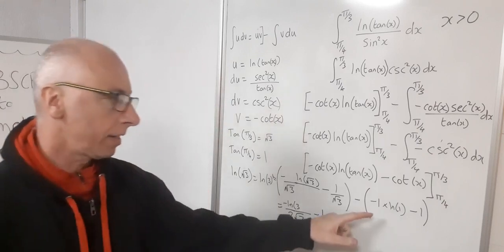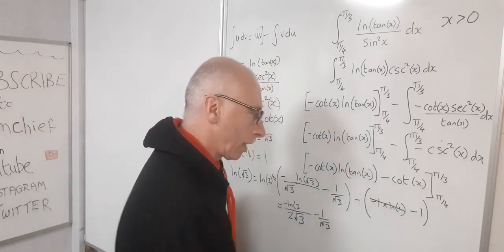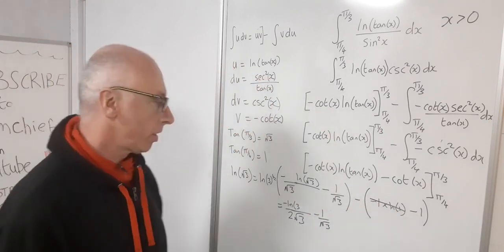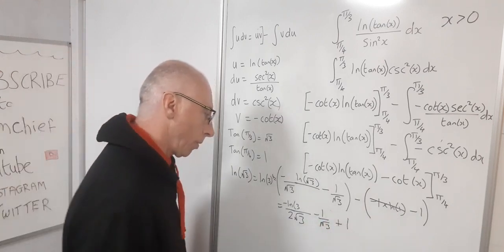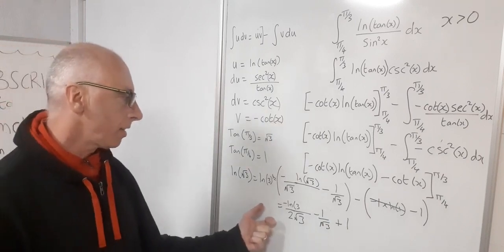And now here, let's see what we've got. A log of 1 is 0, so that all cancels out. And I've got minus 1, so I now need to add 1. That will go in there like that. So that is the answer to my integral.